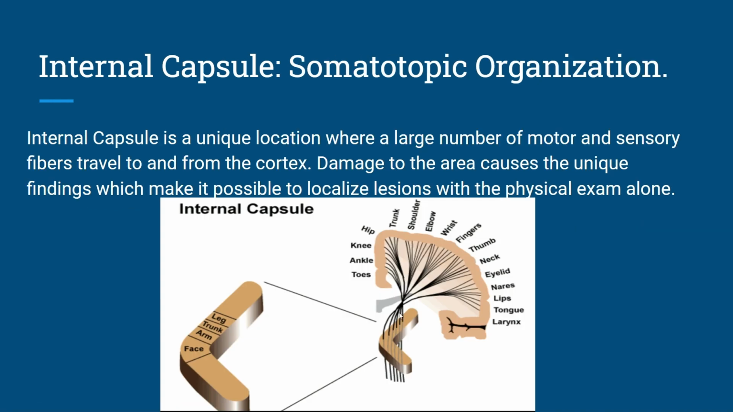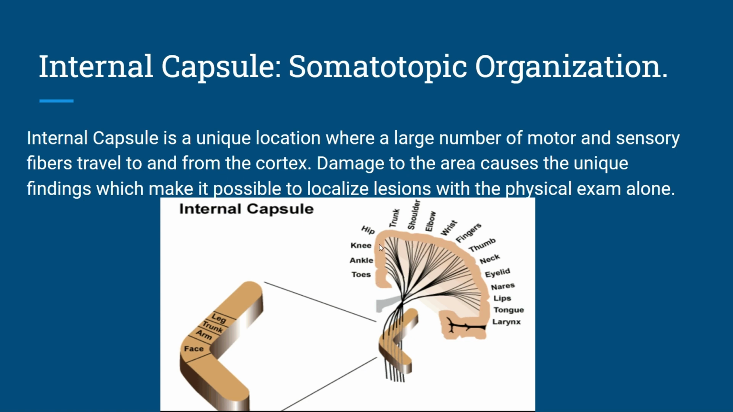So let's look here. This is the internal capsule right here in the brain, and it has a unique location where a large number of motor and sensory fibers travel to and from the cerebral cortex. Damage to the area can cause unique findings which make it possible to localize the lesion with the physical exam alone. So let's see.